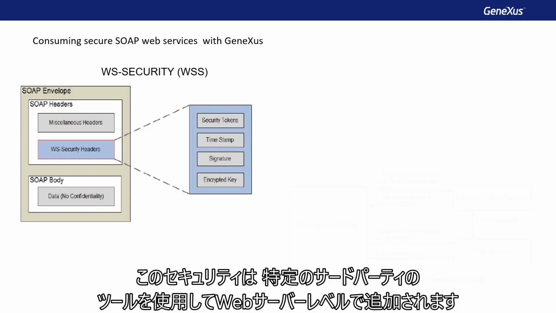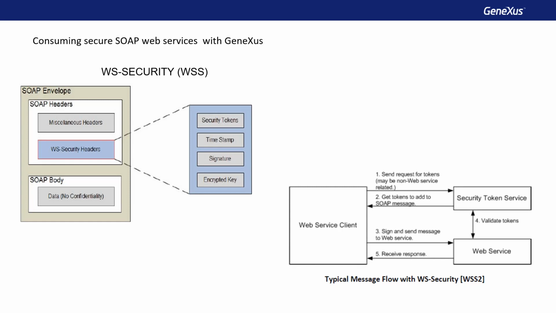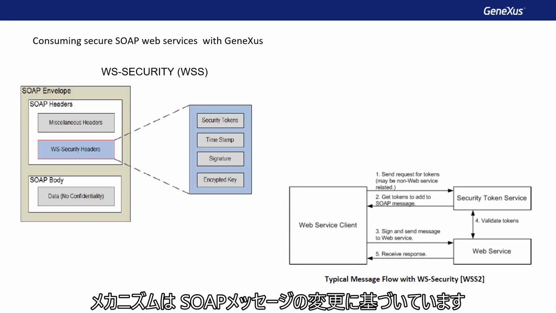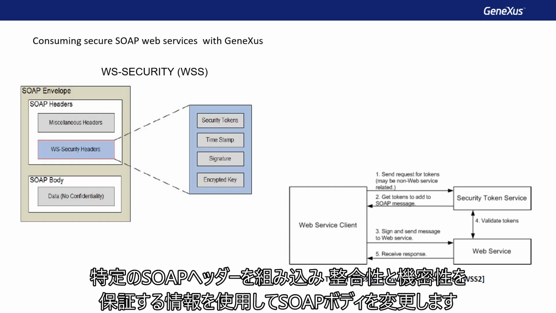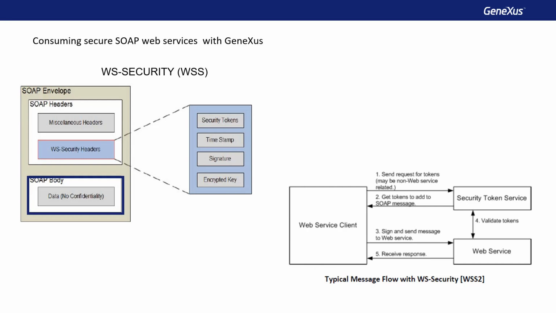This security is added at the web server level using specific third-party tools. The mechanism is based on modifying SOAP messages, specific SOAP headers are included, and the SOAP body is modified with information used to ensure integrity and confidentiality.